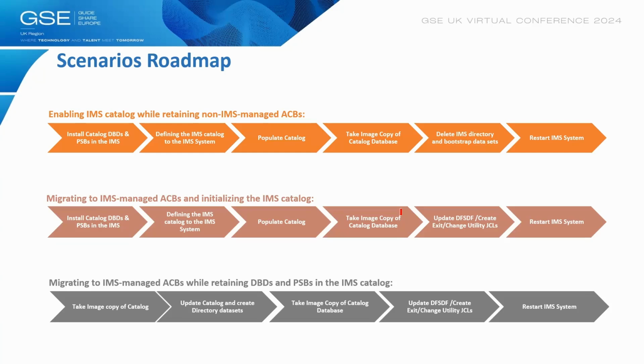For the first scenario, depending on what utility we use, there are actually a couple of utilities which we will be talking about in the further slides. So depending on which utility we use, we might want to delete some of the datasets, like the bootstrap dataset or the directory datasets, because those datasets are not really required in the non-IMS managed ACBs environment.